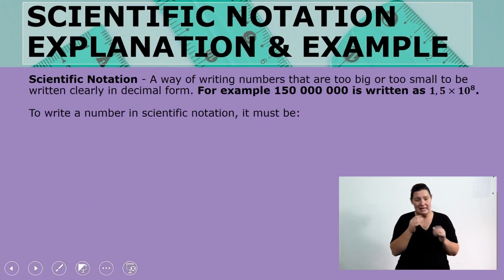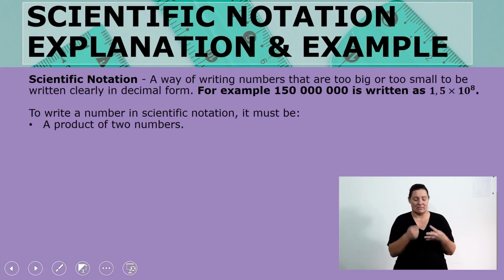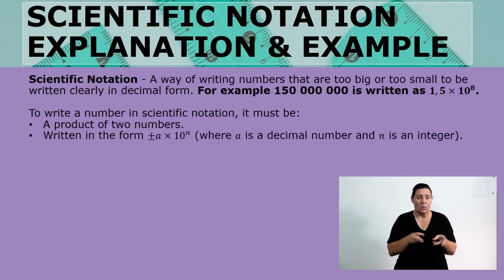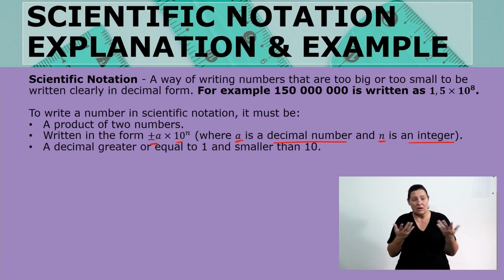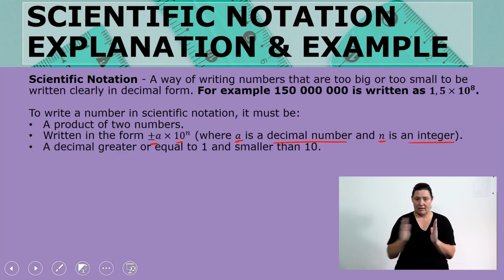To write a scientific number, it must have the following conditions. It must be a product of two numbers. It must be written in the form of positive or negative a multiplied by 10 to the exponent n, where a is a decimal number and n is an integer. And our last condition is that it must be a decimal that is greater than or equal to 1 and smaller than 10. So we are looking at a number in the ones placeholder, because it is between 1 and 10. It can also be equal to 1.